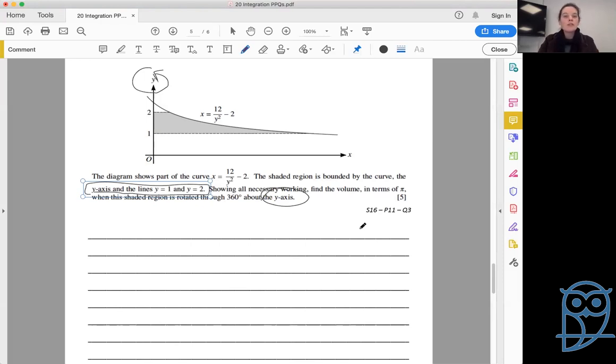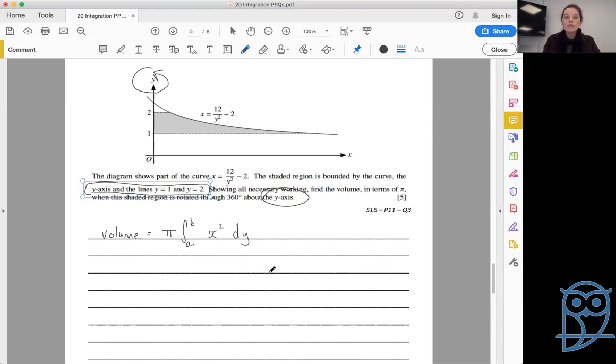So just like we did with the area, we want to start out with that shopping list. We're going to now be dealing with volume equals pi times the integral from a to b of x squared dy. That's where we're heading to. That's how we get our final answer.